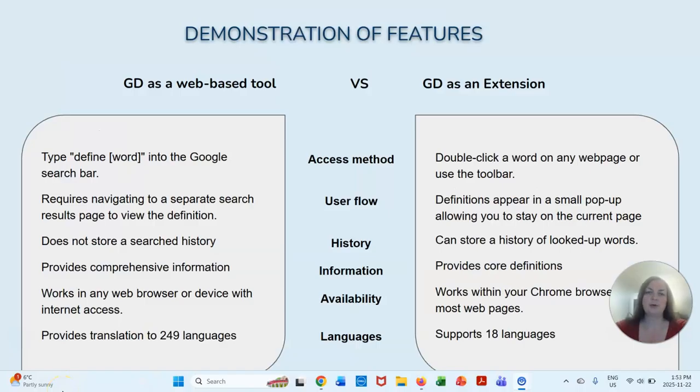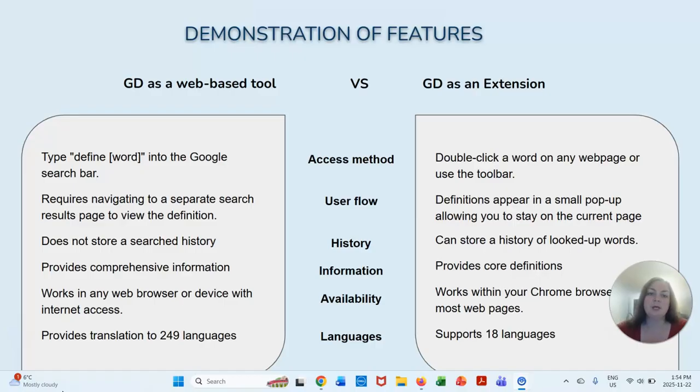There are two options for accessing Google Dictionary. The first one is using the web version of Google Dictionary, and second is installing the Google Chrome extension in Google Chrome browser. Both options provide instant definitions, but they differ in the features. With the web-based tool, you must type the word into the Google search bar. With the extension, simply double-clicking a word on any website is enough. The web tool opens a separate page to show the results, while the extensions display the definition in a little pop-up bubble, allowing you to stay on the same web page.